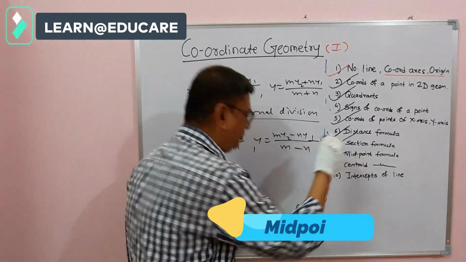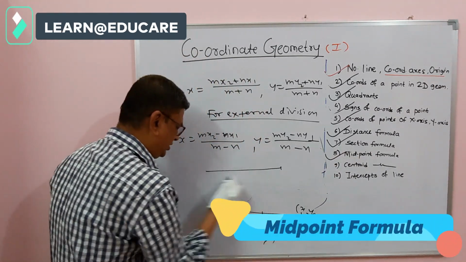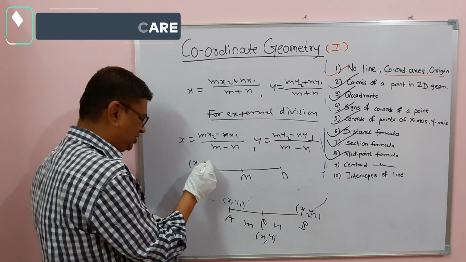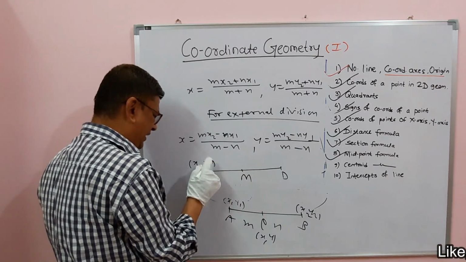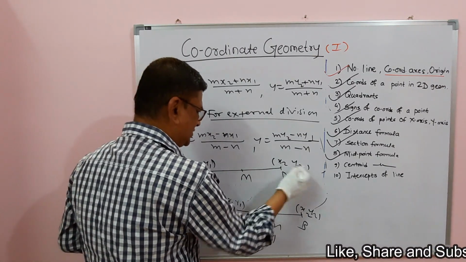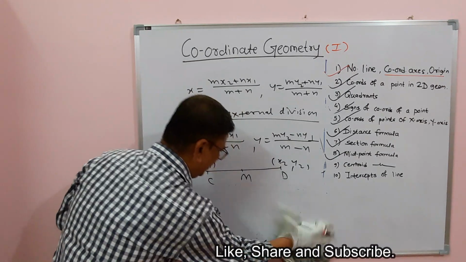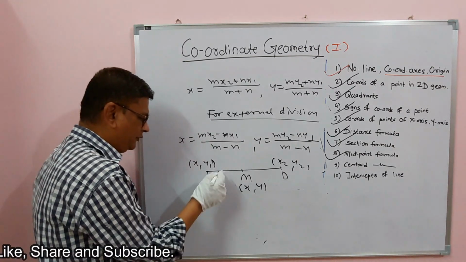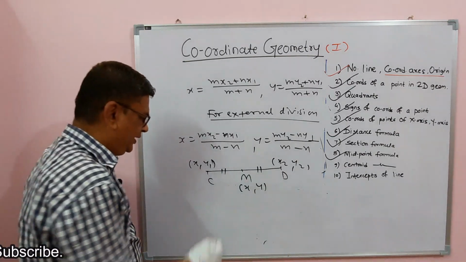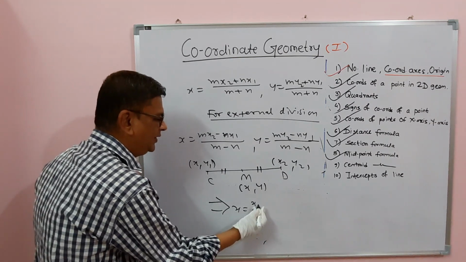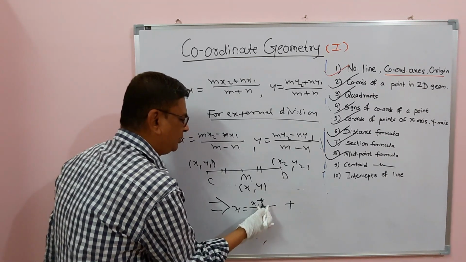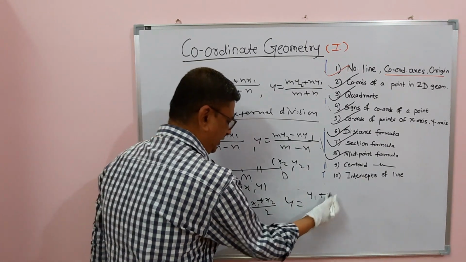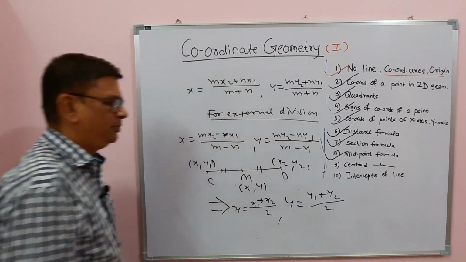Then what about the next, the midpoint formula? Suppose this is the segment CD. Suppose M is the midpoint of CD. Suppose these endpoints C and D have coordinates x1, y1 and x2, y2. Then the midpoint formula gives the coordinates of midpoint M, where CM will be equal to DM, you know. And then we have such midpoint formula, x equal to (x1 plus x2) upon 2, and the y coordinate is given by (y1 plus y2) upon 2.